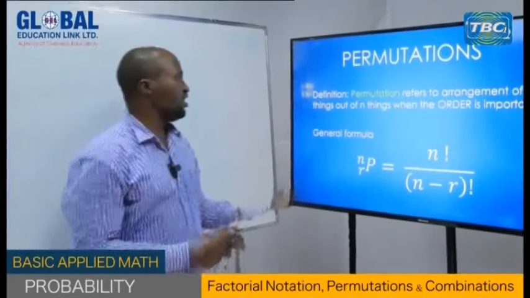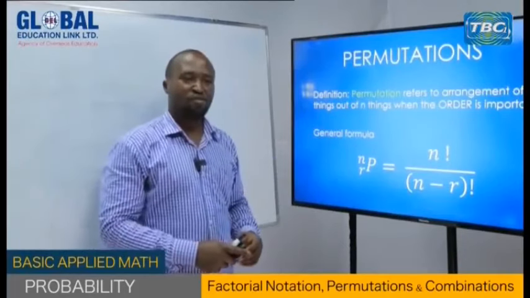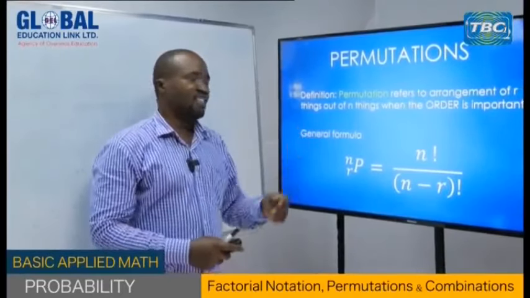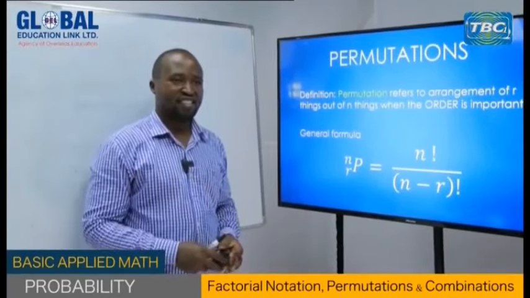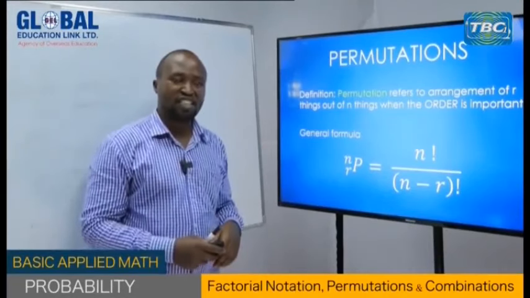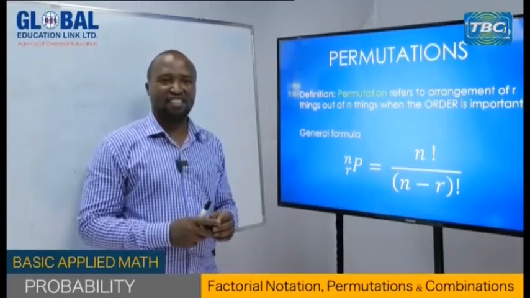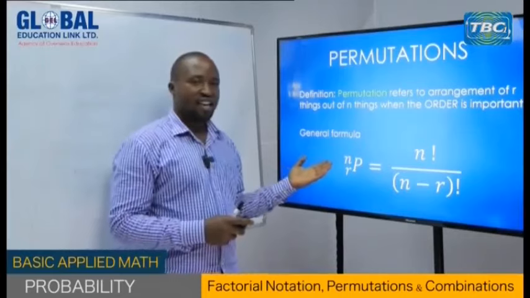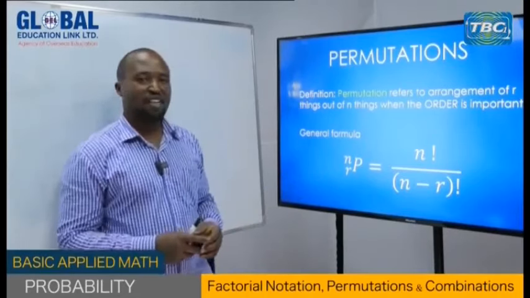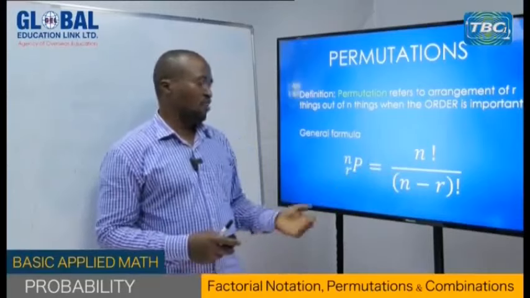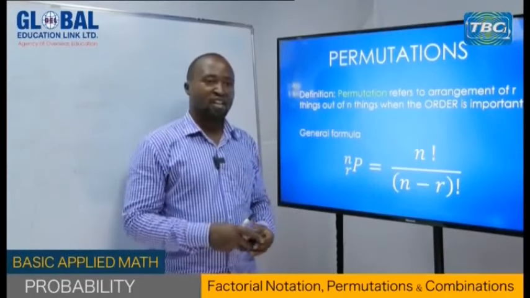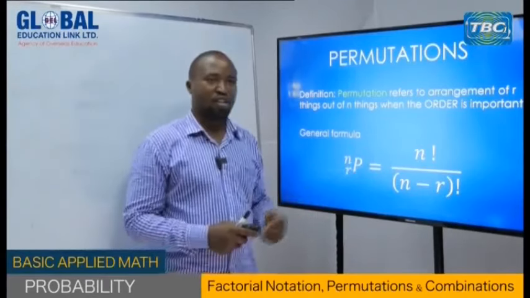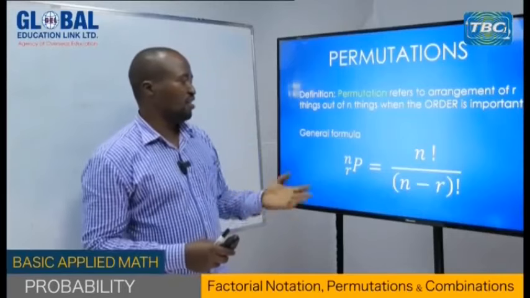My dear student, by definition, permutation refers to arrangement of r things out of n things when order is important. That means when we are talking about permutation, the order is very important. And its general formula, nPr, is given by n factorial over n minus r factorial. Remember, we've already discussed factorial notation. So when I write factorial, I think most of you are familiar with it.